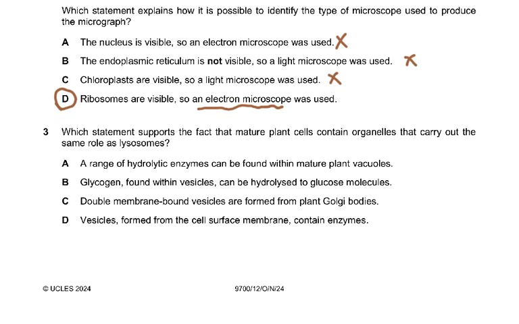Then coming to question number 3. Which statement supports the fact that mature plant cells contain organelles that carry out the same role as lysosomes? What do lysosomes contain? Hydrolytic enzymes. So the answer is A. A range of hydrolytic enzymes can be found within mature plant vacuoles. Glycogen is not found in plant cells. Double membrane bound vesicles, of course not; Golgi vesicles are single membrane bound vesicles. Vesicle formed from the cell surface membrane contains enzymes? No, cell surface membrane vesicles are not there. Lysosomes are Golgi vesicles.